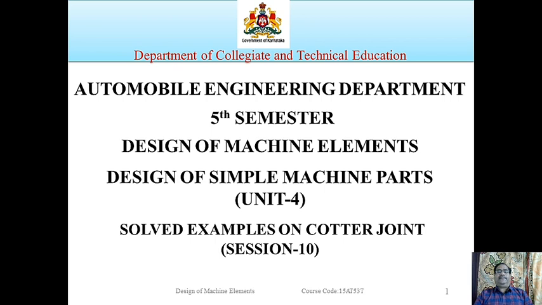In the previous session, session number 9, we studied the design procedure of the quarter joint. In that we designed the diameter of the solid rod or bar, the socket, the spigot and the quarter. By referring to the design data handbook, we designed around 12 steps or 12 dimensions of the quarter joint.